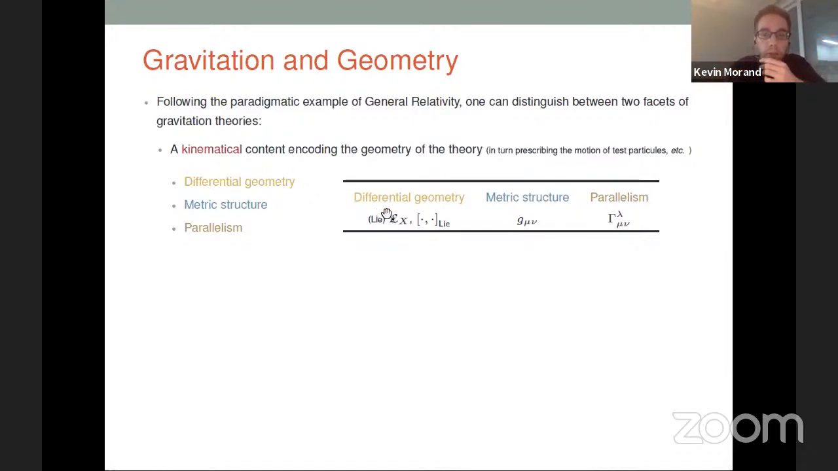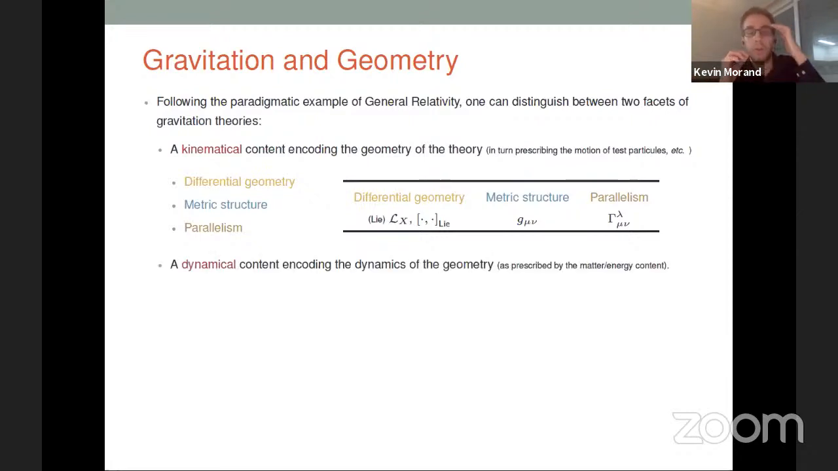On top of this very basic layer, we have the metric structure, the fundamental field of the theory, which in general is given by this invertible non-degenerate metric structure, which provides the notion of space-time distance on a manifold. And given this metric structure, we can define a notion of parallelism compatible with it, usually in the guise of the Levi-Civita connection. Okay, so this forms the kinematical content of GR.